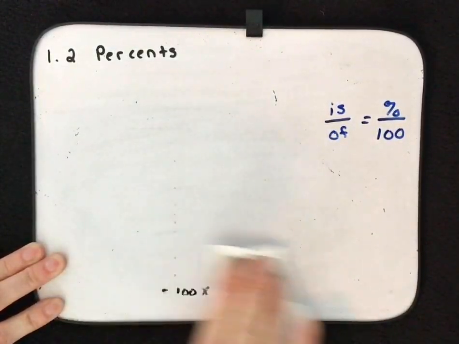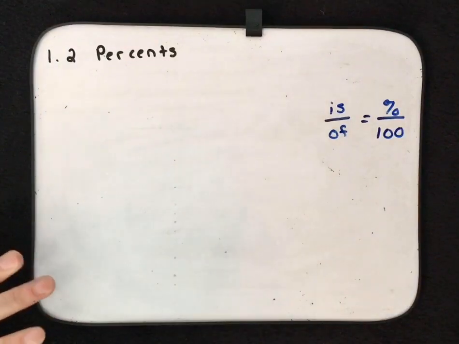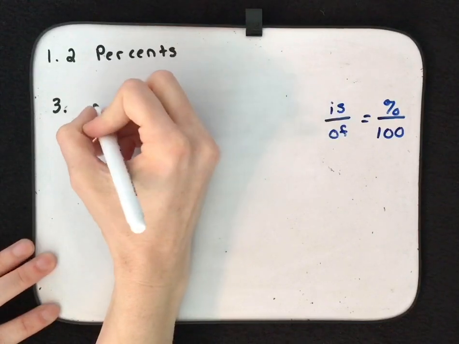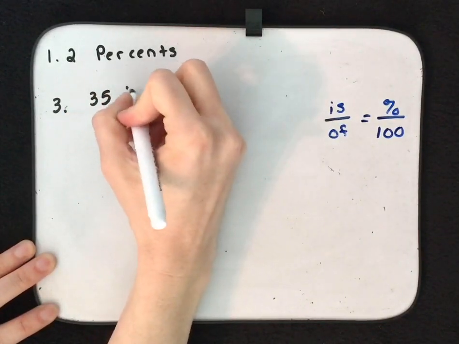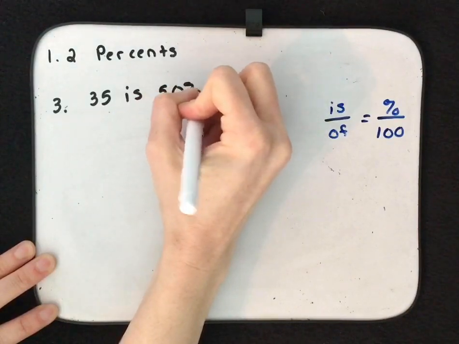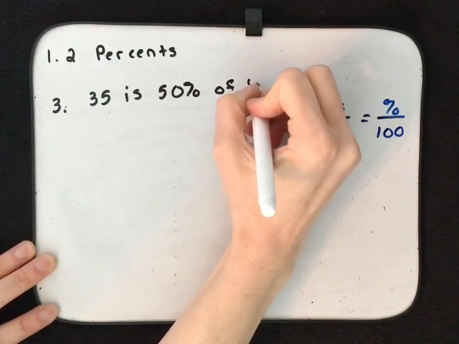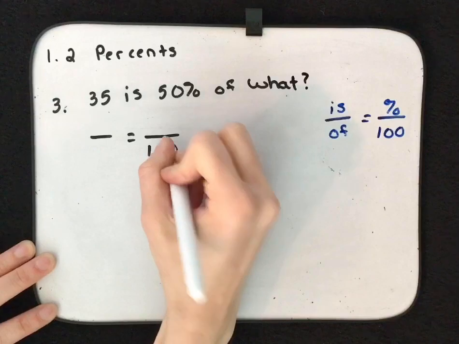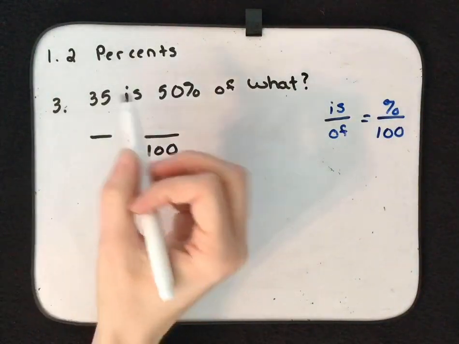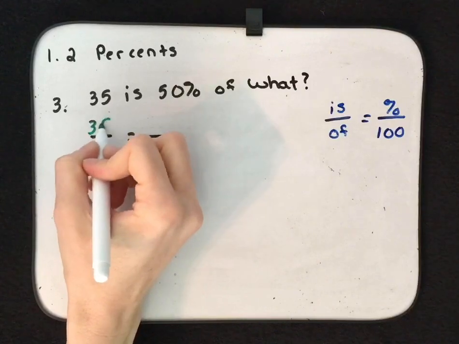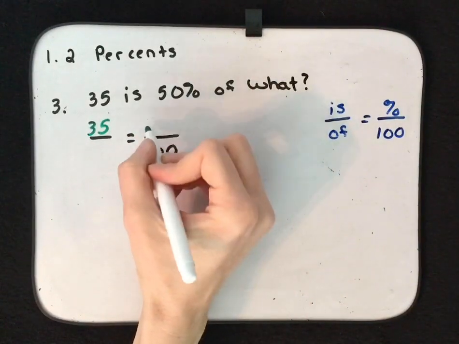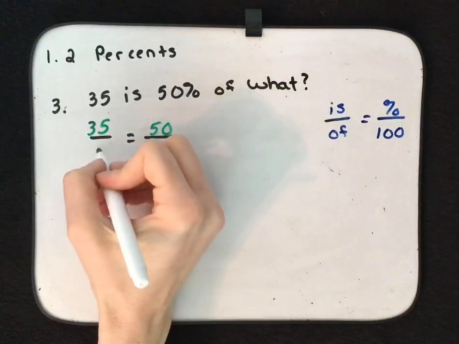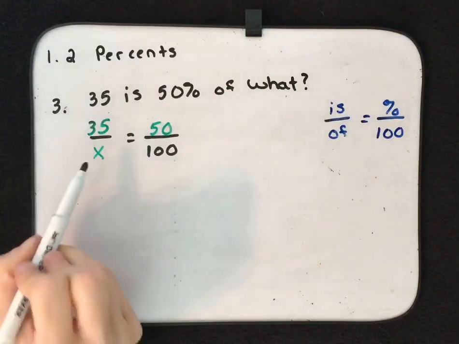We'll keep our formula because we need that part. Number 3. 35 is 50% of what? So we can set it up. We know 100 goes in the corner. Now let's see if we can figure it out. So it says 35 is. So 35 goes where the "is" is. 50%. So 50% goes where we see our percent right here in our formula. Of what? Well, that means we don't know. So there we go. That's going to be our x.